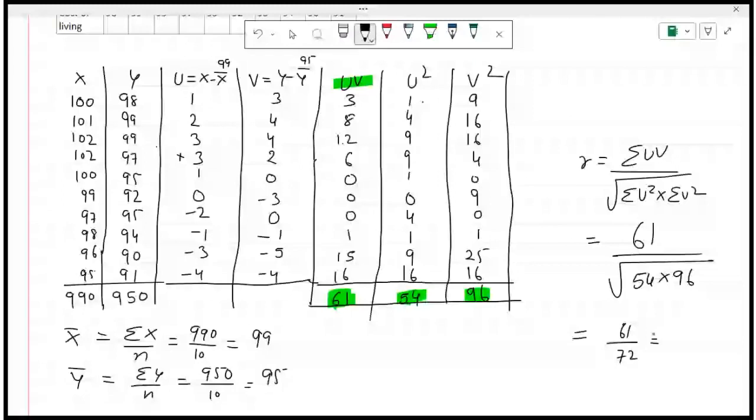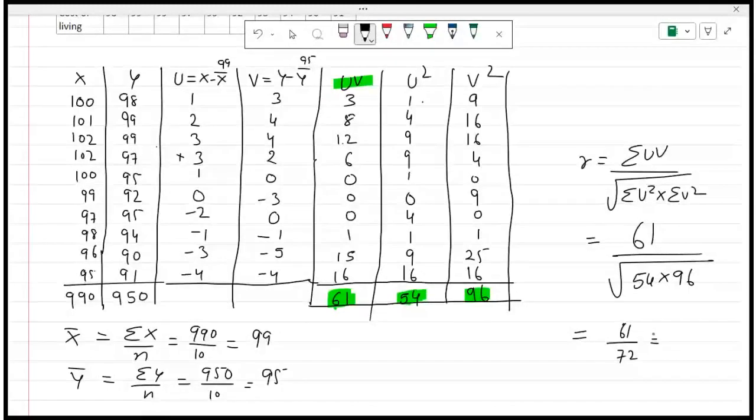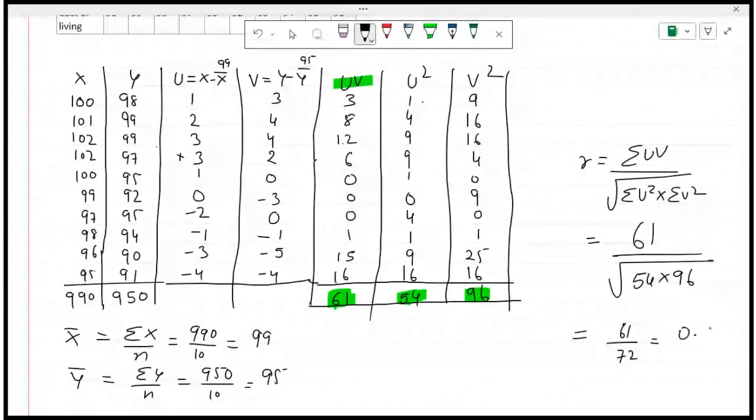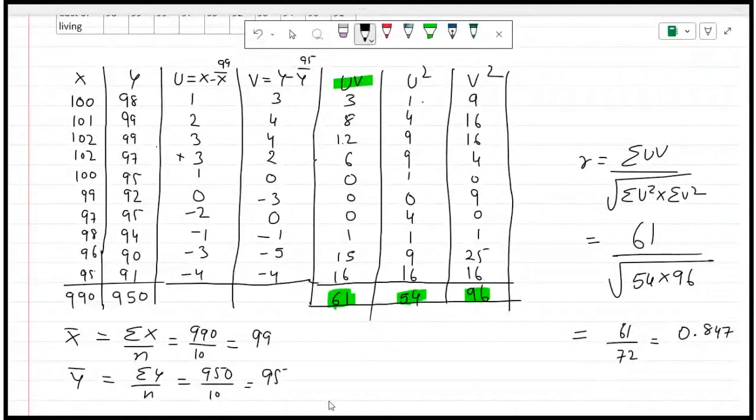61 divided by 72. 61 divided by 72. My answer is coming out to be 0.847. So whether I have done it correctly, you guys are also getting the same answer. Yes, sir. This is the correct answer. Yes, I have checked the answer. So this is the correct one.